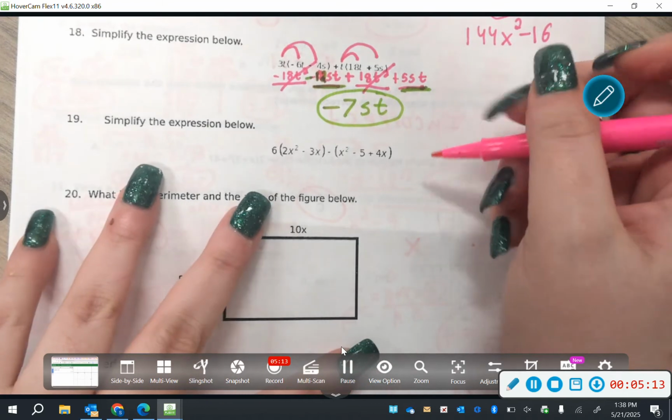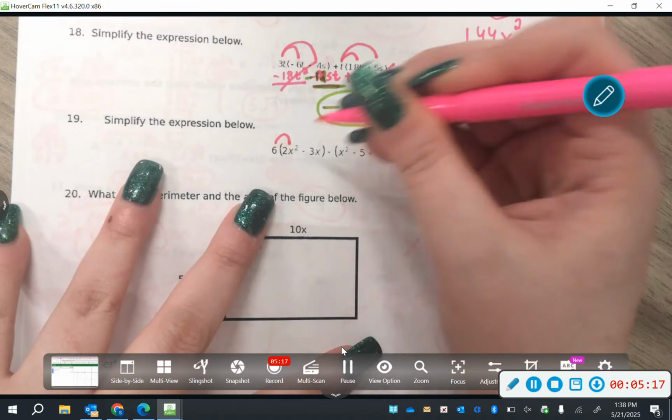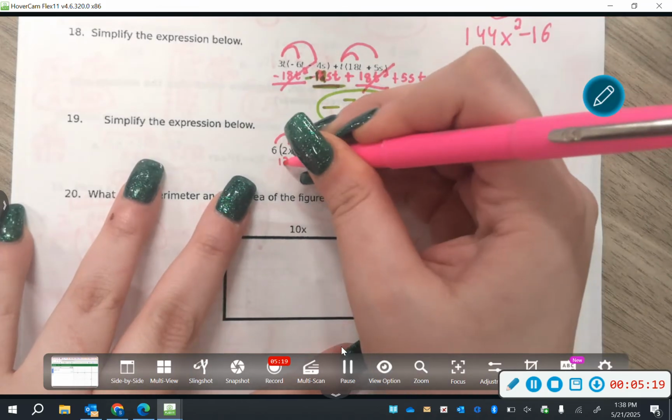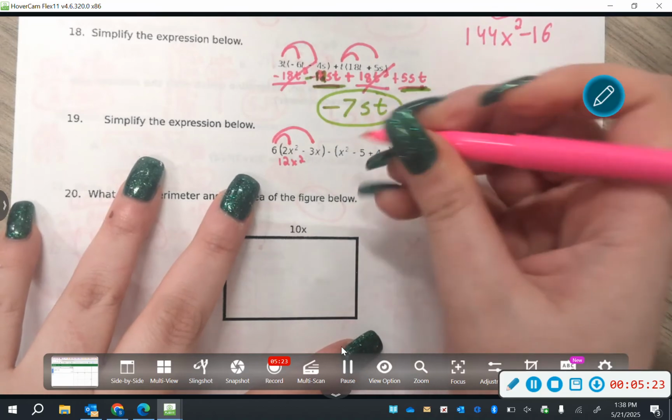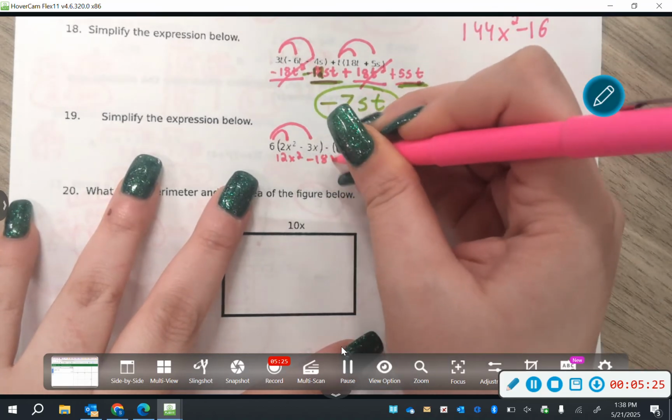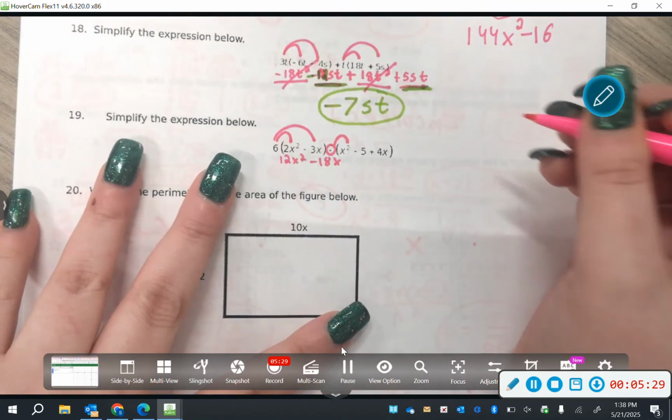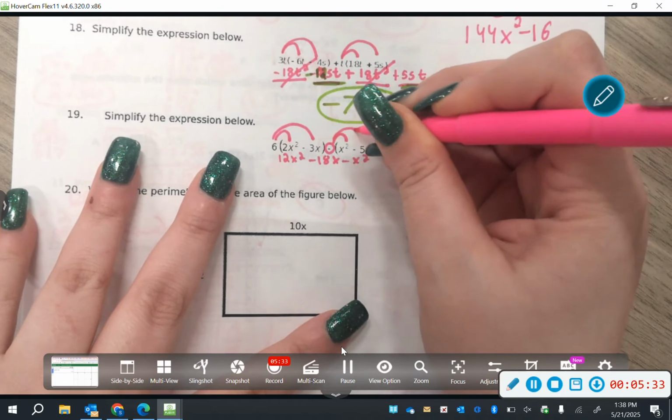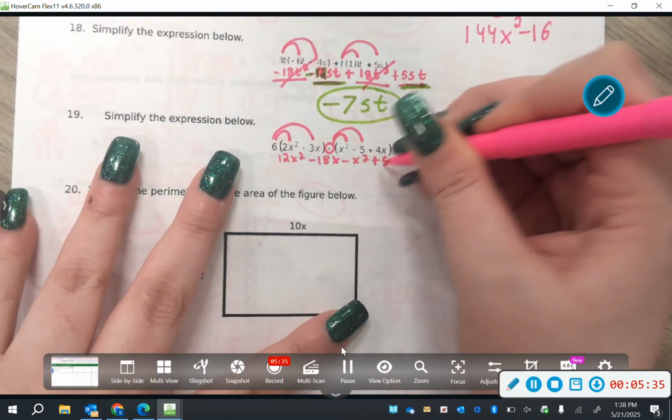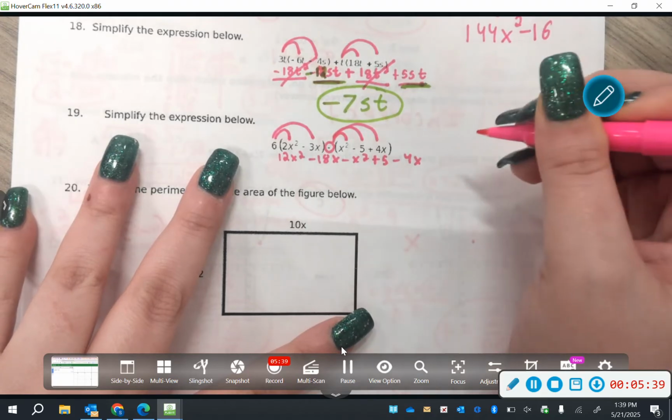All right, this one, first thing we're going to do is distribute here. 6 times 2x squared is going to be 12x squared. 6 times negative 3x is going to be negative 18x. Distributing our parentheses changes the sign of everything. So this is going to become a negative x squared. This is going to become a positive 5. This is going to become a negative 4x.